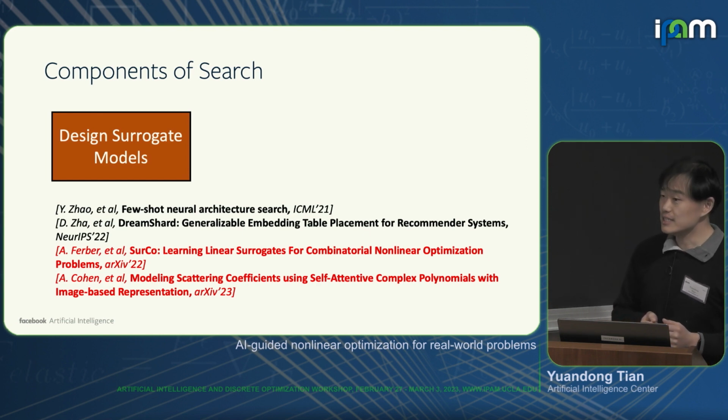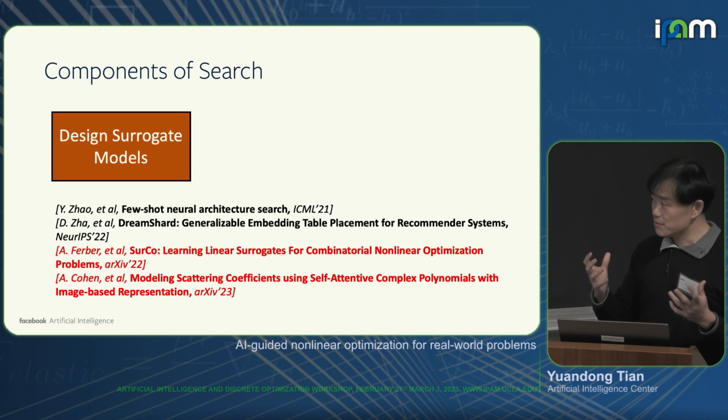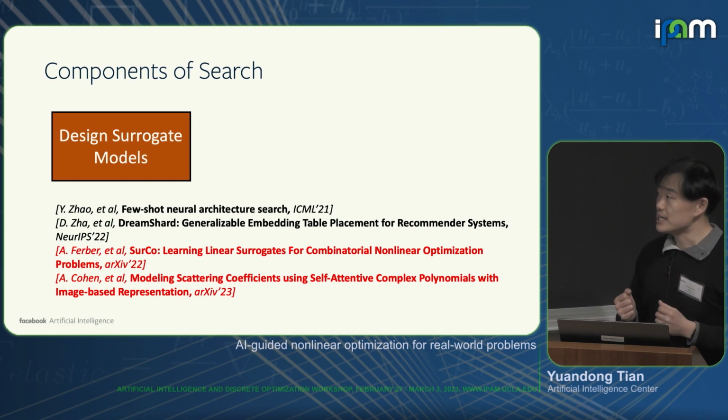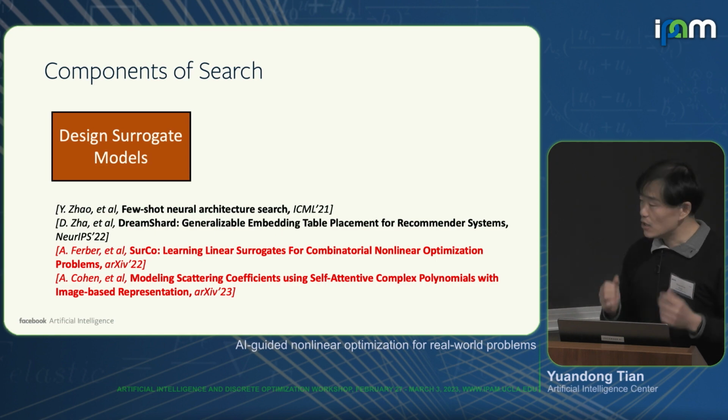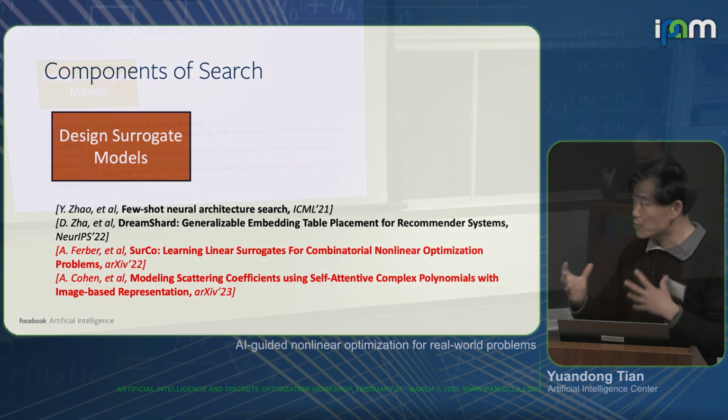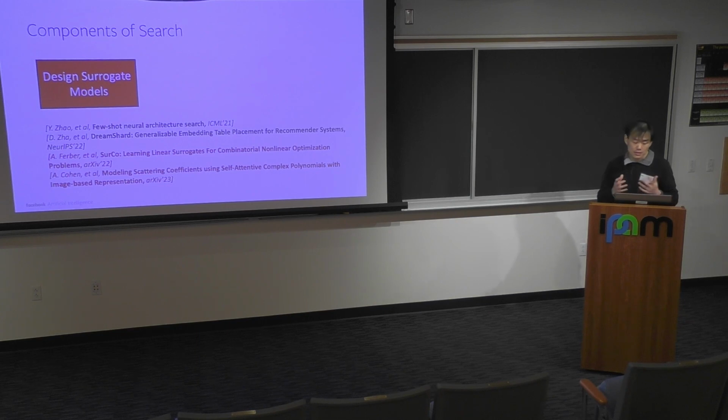And second is that the final results of the model may be super noisy. You really want to find a surrogate model that gives you an accurate prediction. So for this, it's also a hard problem. So how we can design surrogate models is a big issue. For this, we also have a line of work along that direction.